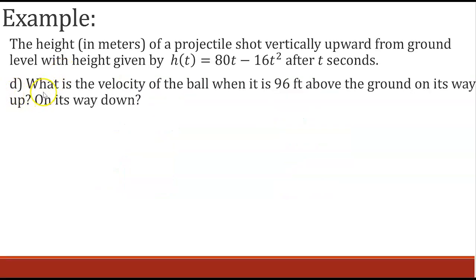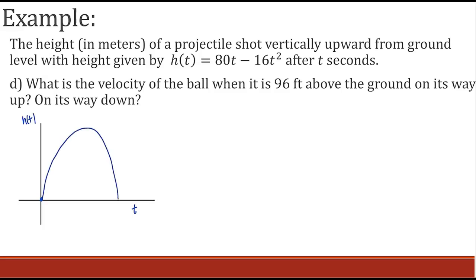In the last part of this problem, we're asked, what is the velocity of the ball when it is 96 feet above the ground on its way up and on its way down? I'm going to sketch a little picture of the height function of the ball. Here's my h of t, here's t in seconds. The ball starts out at the origin, and then it's launched upward and falls back down, so it's going to have this parabolic shape.